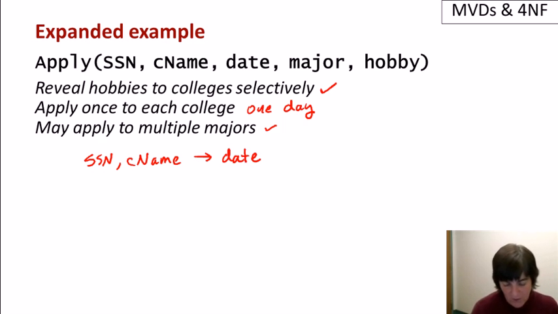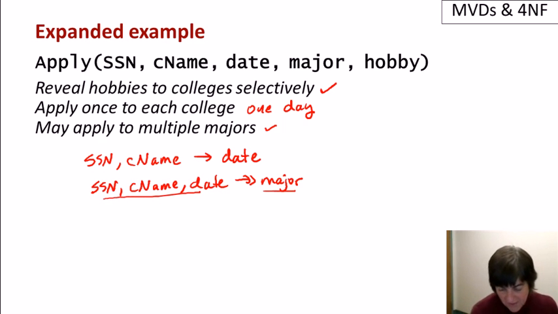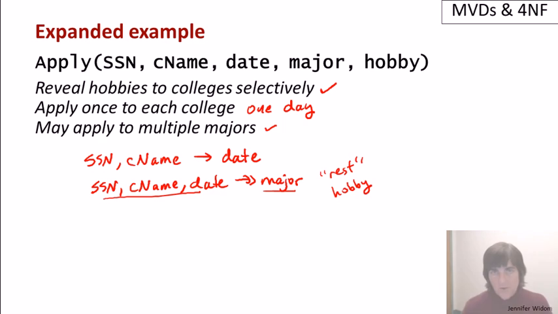The last dependency that we'll have involves the independence of the majors that are being applied for and the hobbies that a student has. And so we'll write that as the multi-valued dependency, social security number plus college name plus date, multi-determines major. And remember what that's saying is that the majors that they apply for, for a given student, college, and date, are independent of what we call the rest, which in this case is the hobbies.